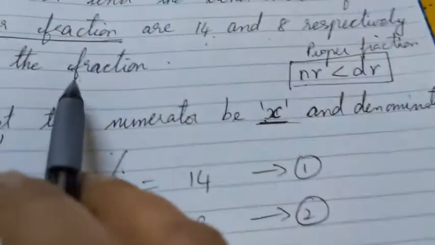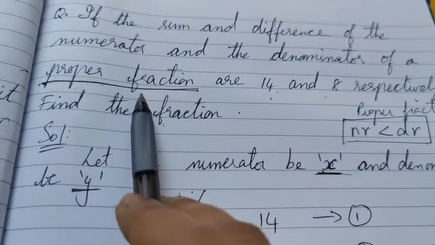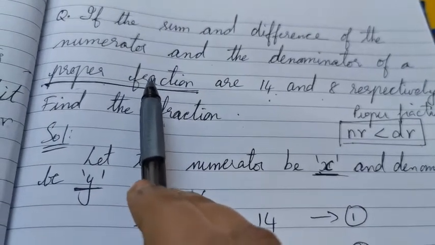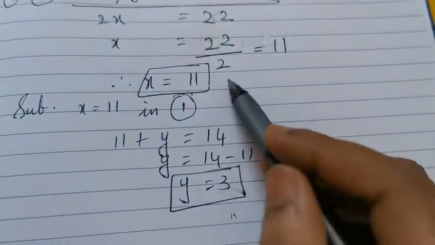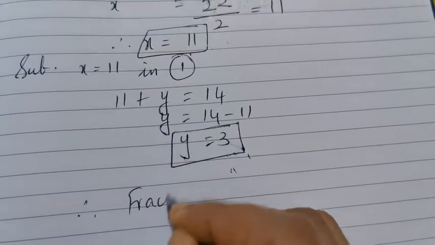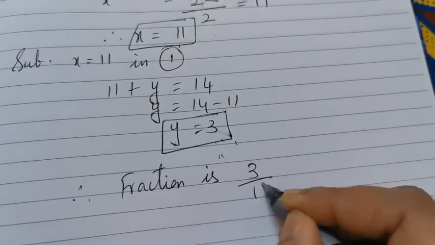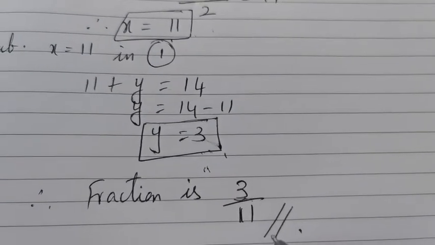But remember, our question asked for a proper fraction. A proper fraction is the one where your numerator is smaller than the denominator. So which one is small here? y is small. Therefore, our fraction is 3 by 11, which is a proper fraction.